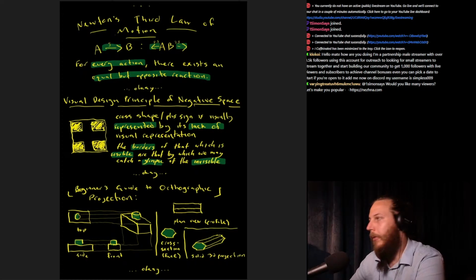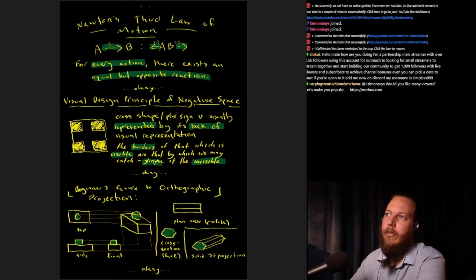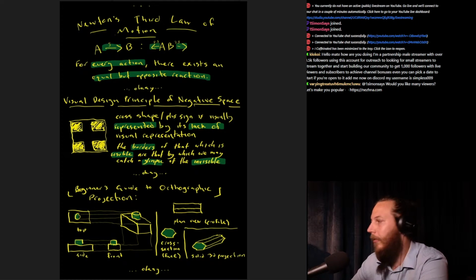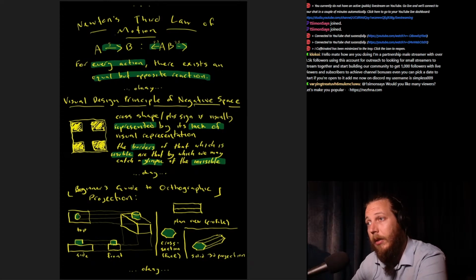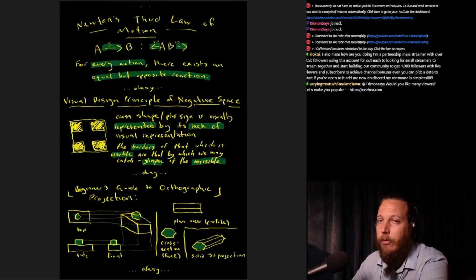We've got the equal and opposite reaction. So that's important context. And the visual design principle of negative space. So you see in this little illustration, I've colored in these 4 boxes. And that makes a plus sign or a cross in between what I've drawn, which puts it in the negative space. That doesn't mean it's not there. That just means it's only illustrated by its lack of illustration.